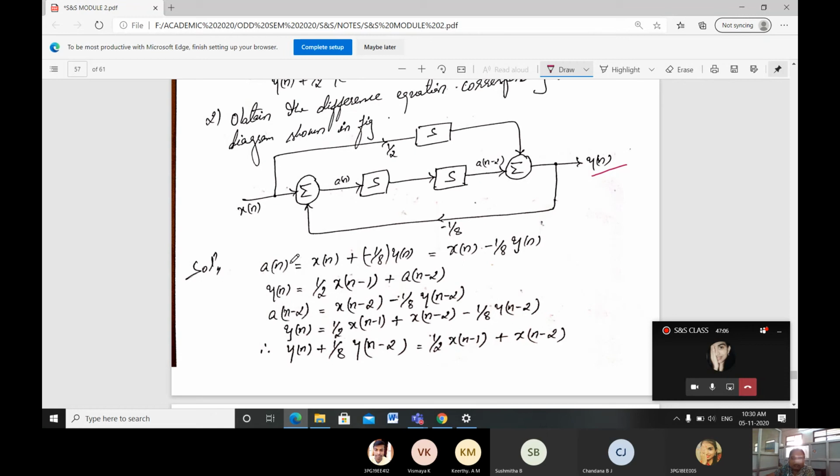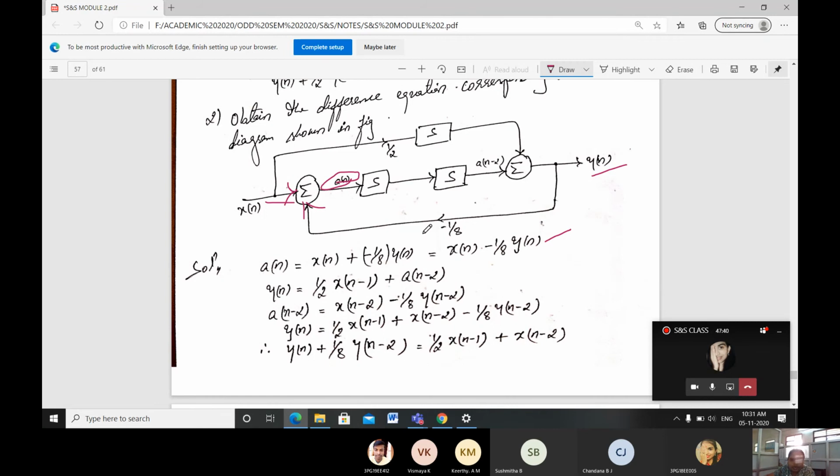A of n is going to be equal to one input, which is given as x of n. Then one more is for the summation. Two signals are going to be added, right? With arrows, if you go, you will get that. Then y of n is scaled by minus 1 by 8. That is going to be added, and you will be getting your a of n signal. Therefore x of n plus minus 1 by 8 y of n, I can write as x of n minus 1 by 8 y of n, right?